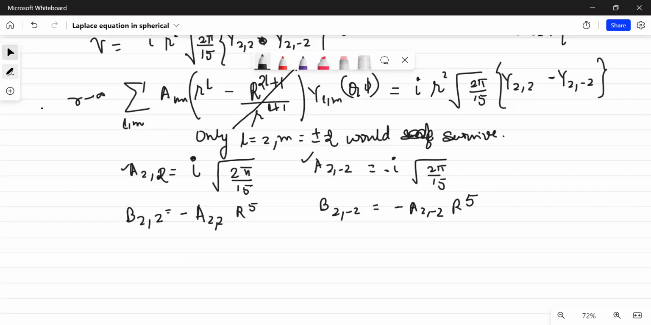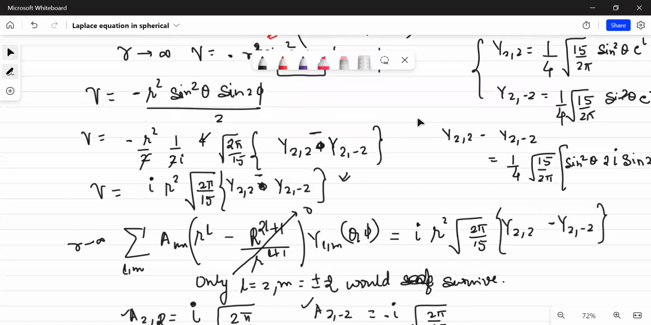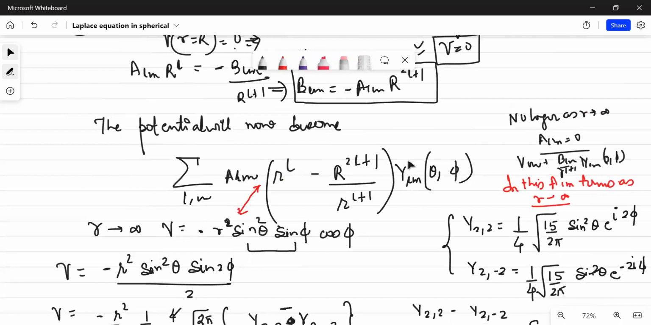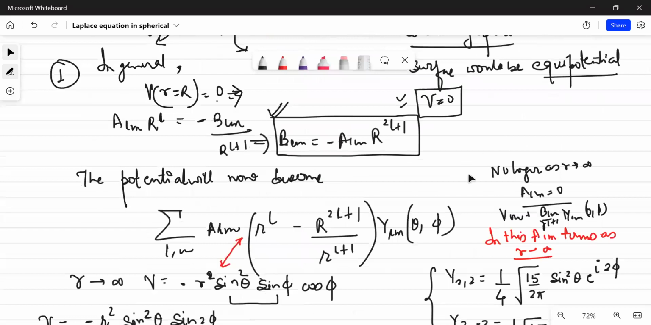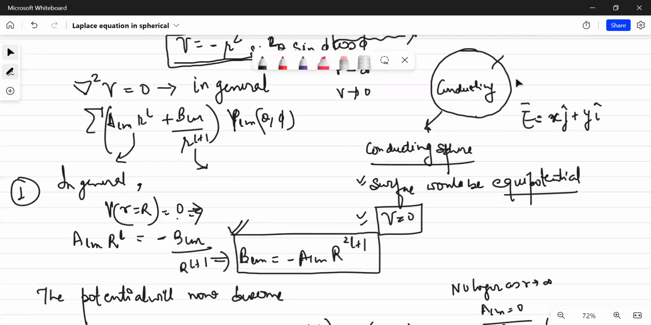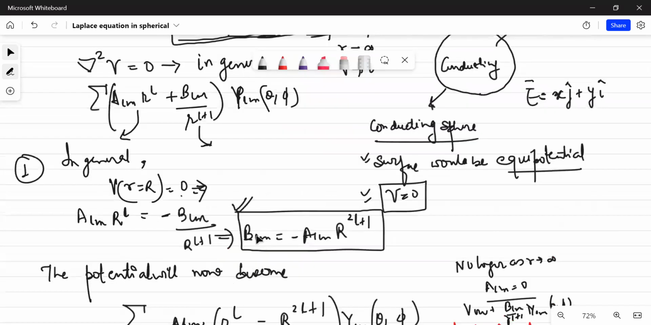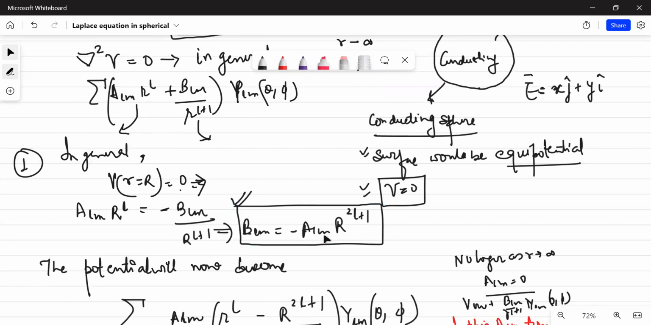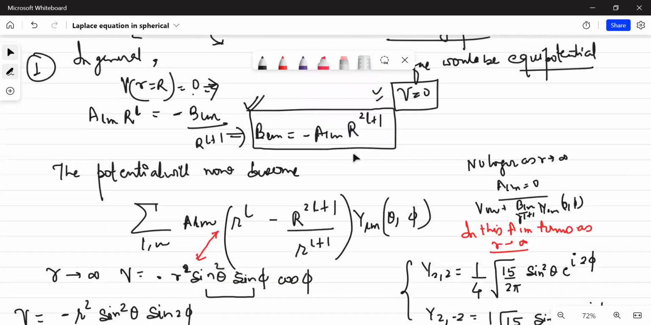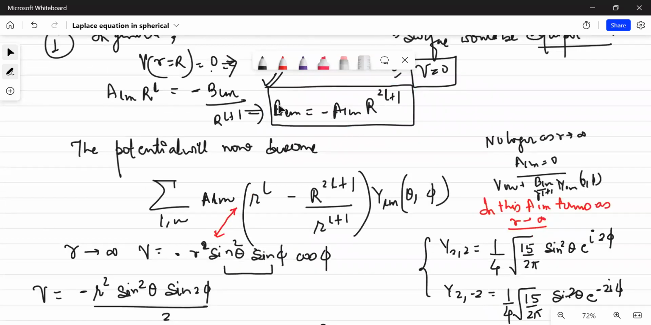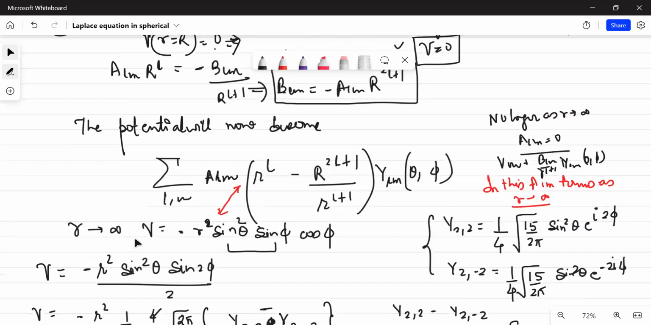This particular thing I've got by assuming that the potential on the sphere, since it is a metallic sphere, is an equipotential surface, why not take it 0? So B_LM was related to A_LM in this way. So if only A22 and A2 minus 2 were there, only B22 and B2 minus 2 terms would survive. B22 will be equal to A22 r to the power 5, and B2 minus 2 would be minus A2 minus 2 r to the power 5. In any case, this is it.